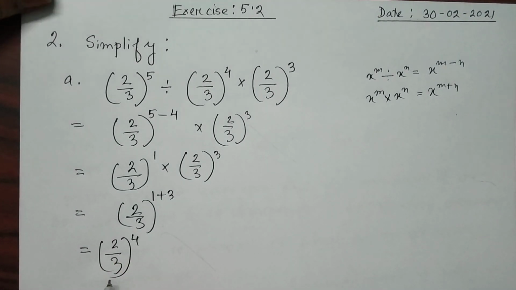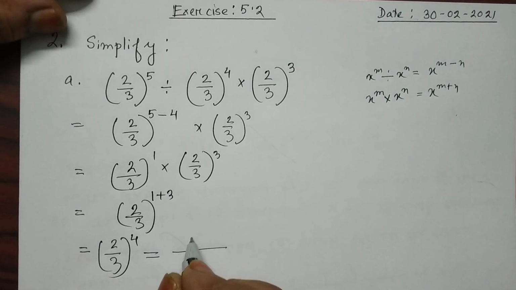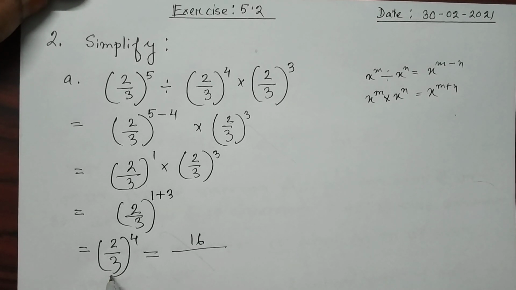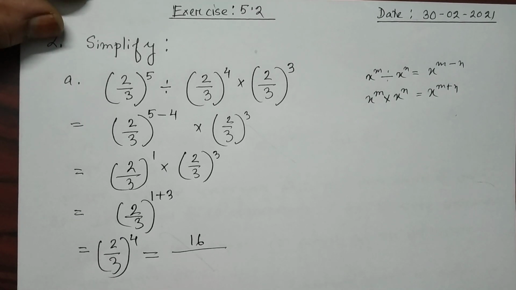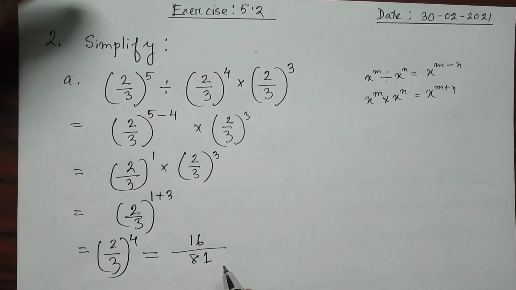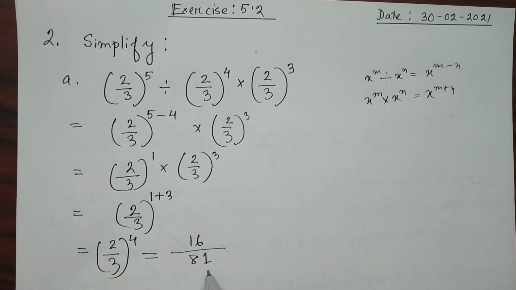This answer we can write this way also, we can simplify also. If 2 to the power 4 means we have to multiply 2 four times, 2 2s are 4, 4 2s are 8, 8 2s are 16, then 16 will come. And 3 four times if we multiply, 3 3s are 9, 9 3s are 27, 27 3s are 81. We can write the answer 16 by 81 also.